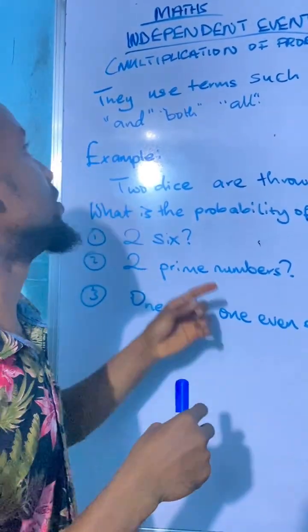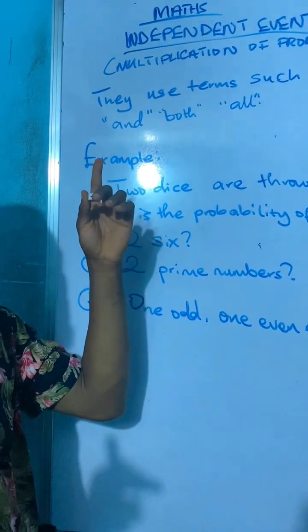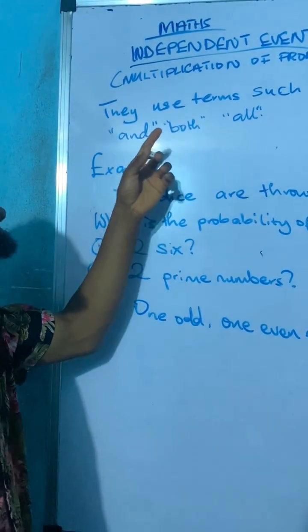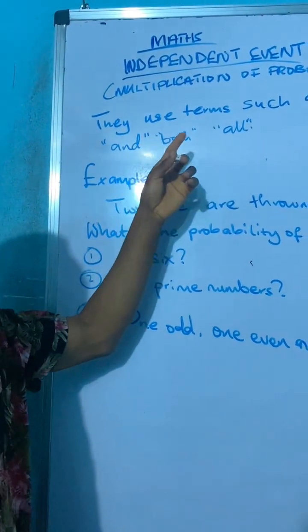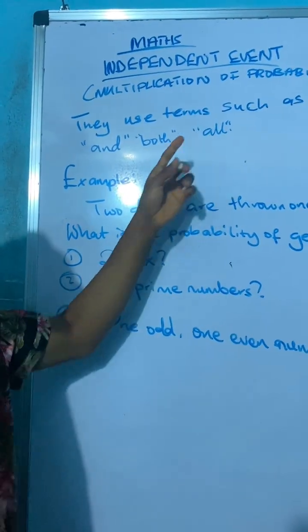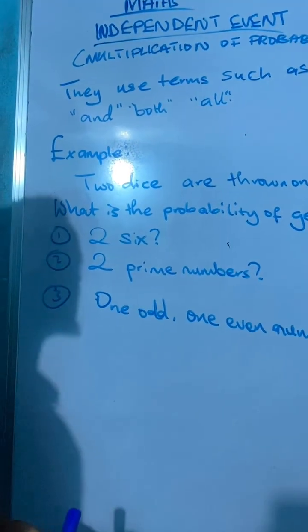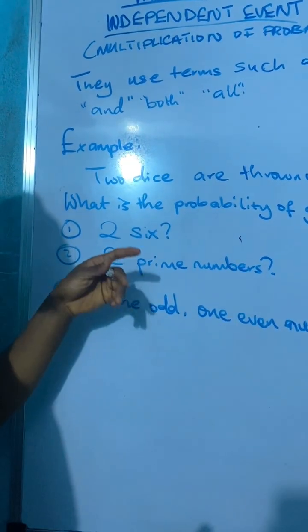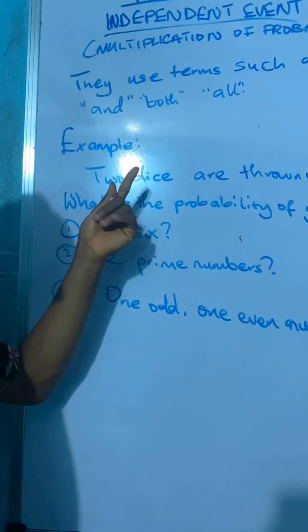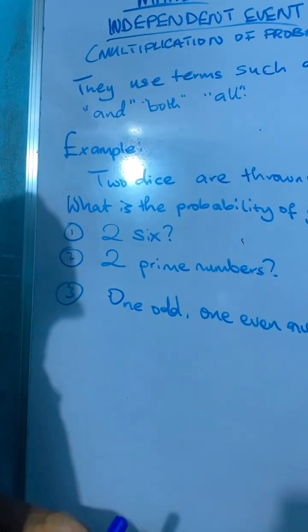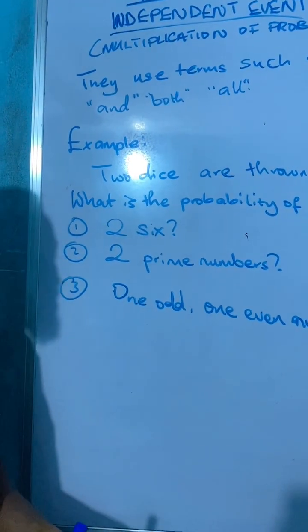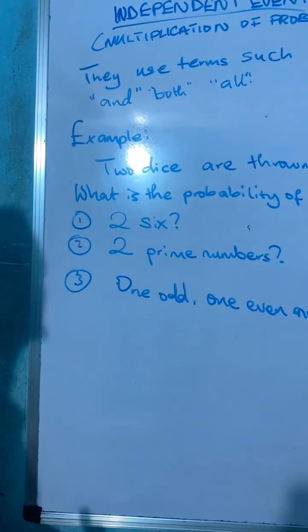Are you getting me? So now, how do you know independent events? They use terms like and, but, both, and all. If you see all, both, and, then you can also know that this is an independent event. Are you getting me? So now this is an example I'm giving you now.